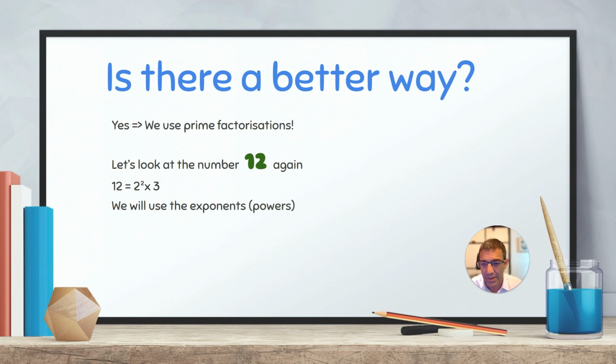And the powers that make up 12 are going to be 2 squared times 3 to the power 1. So don't forget that 3 to the power 1 is 3. It's not 3 to the power 0. So if we just look at the exponents, we'll have a 2 and we'll have a 1. And those numbers are going to be very important for this formula.